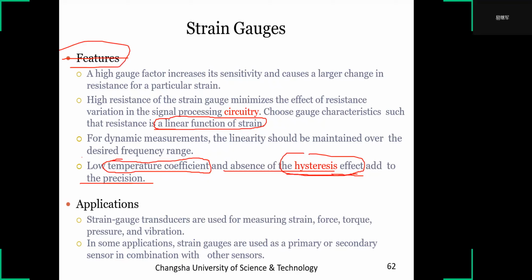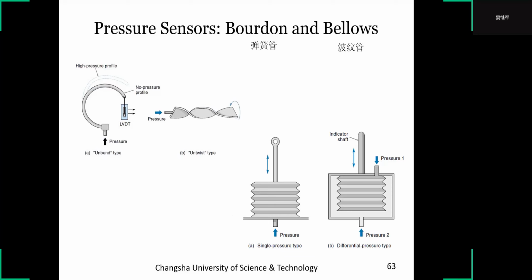Application. Strain gauge transducers are used for measuring strain, force, torque, pressure, and vibration. In some applications, strain gauges are used as a primary or secondary sensor in combination with other sensors. Strain gauge.